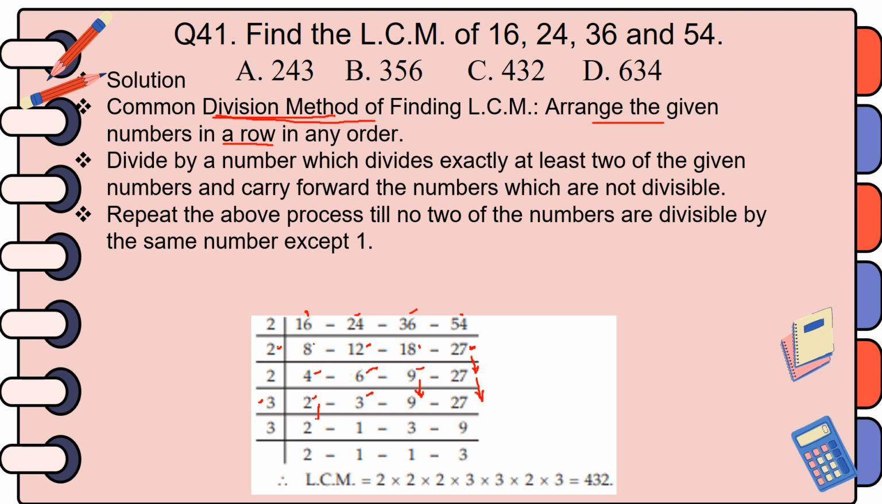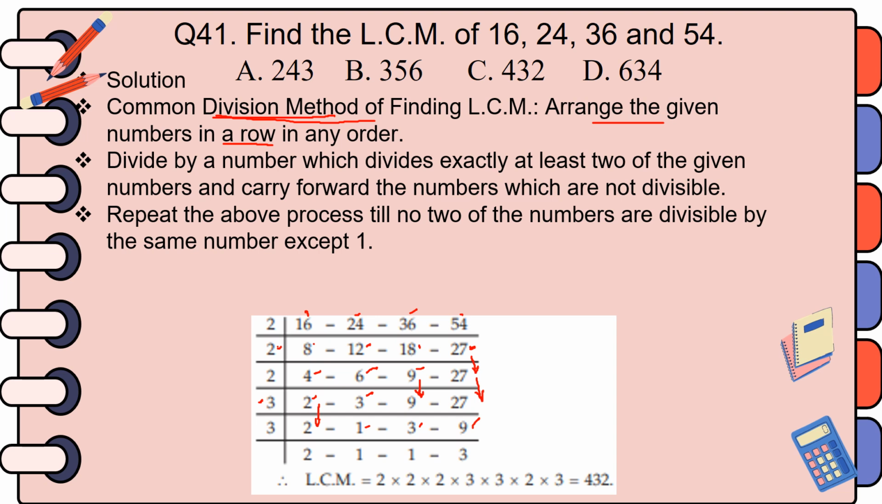Okay. 3 can be divided by 3. Quotient is 1. Now 9 can be divided by 3. Yes, 3 times. 27 divided by 3. How much? 9 times. Now we have numbers 2, 1, 3, and 9.